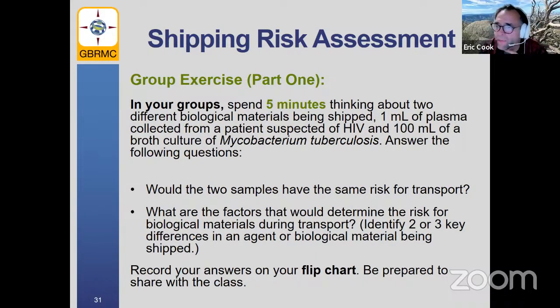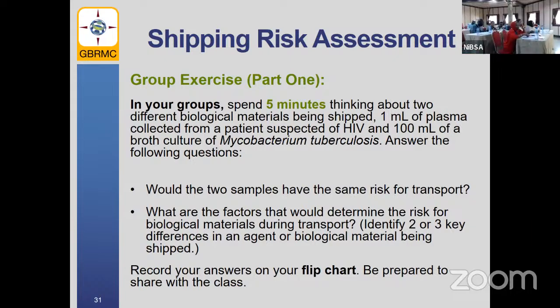In your group at your table, let's think about you are transporting two different biological materials. One package is 1 milliliter of plasma collected from a patient suspected of HIV. The other is 100 milliliters of a broth culture of Mycobacterium tuberculosis. Would the two samples have the same risk for transport? What do you think? Do those both have the same risk, or is the risk different?